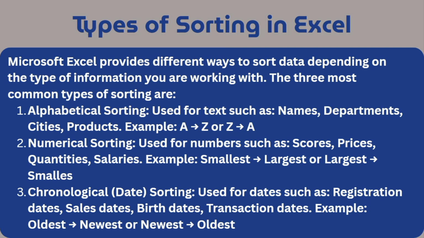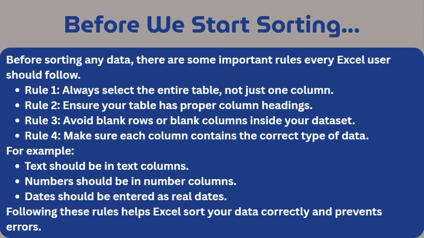So in that case, you are arranging it maybe from the highest number to the lowest number, or from the lowest number to the highest number. While chronological sorting deals with dates. So you are arranging such maybe from oldest to newest, or from newest to oldest.